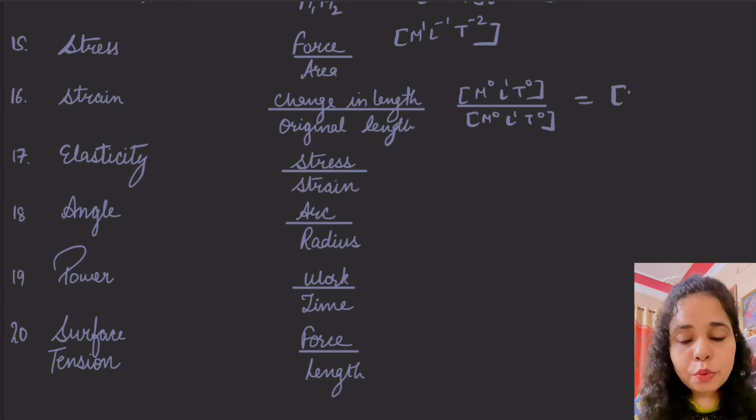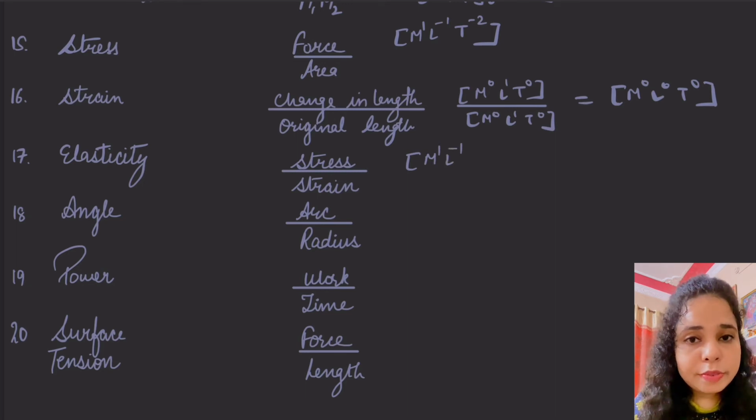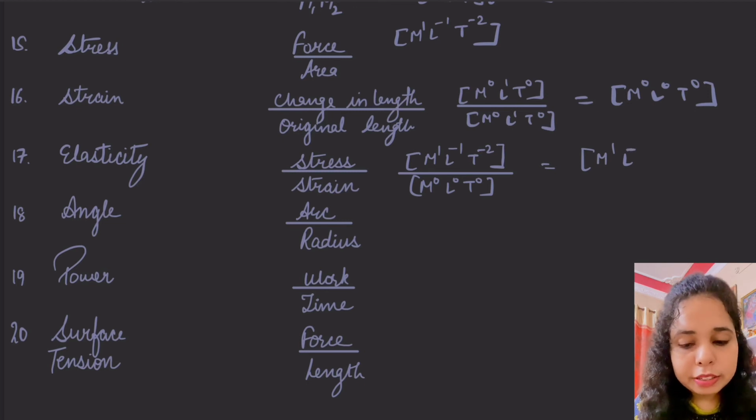Then the other physical quantity which we are going to talk about is elasticity. Elasticity is described as stress upon strain. Stress is force upon area, and strain is a dimensionless quantity. So for stress we have calculated the dimensional formula as m1 l minus 1 t minus 2, and the other quantity, that is strain, is dimensionless, that is m0 l0 t0. Therefore elasticity has the dimension of stress, that is m1 l minus 1 t minus 2.